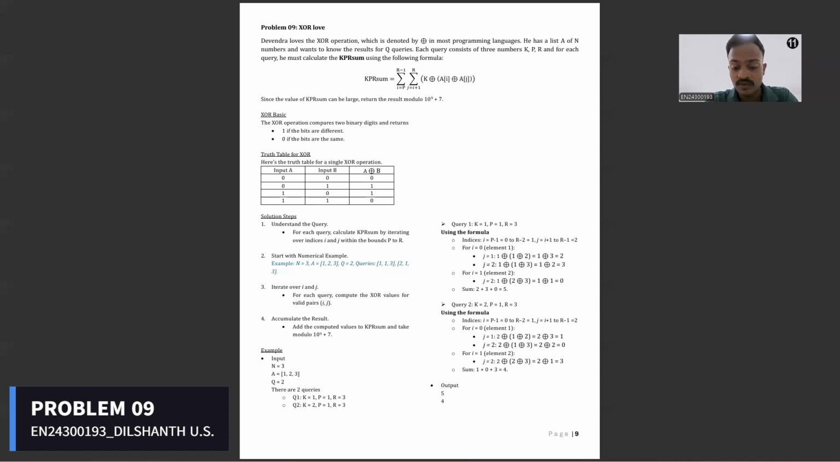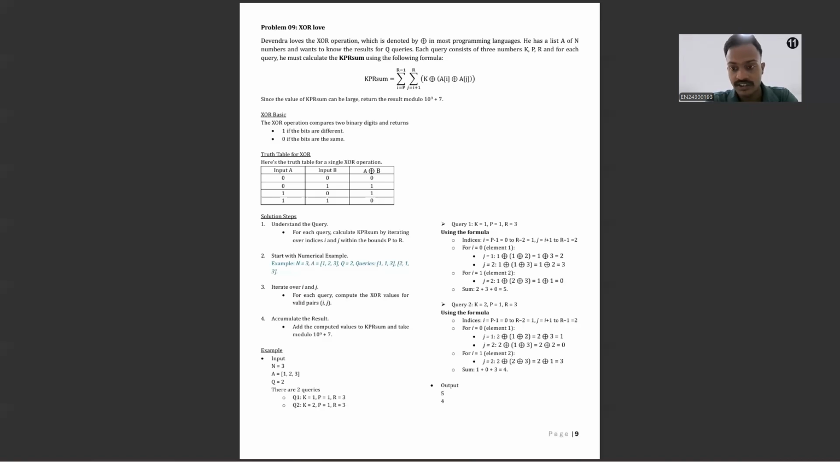For example, given a list 1, 2, 3, 4, 5 and a query with K equal to 3, P equal to 2 and R equal to 4, the result is calculated as 11. This problem is not only about computation but also about optimizing nested loops to efficiently handle large inputs. Such problems highlight the beauty of algorithms and how they enable us to solve complex queries with precision and elegance.